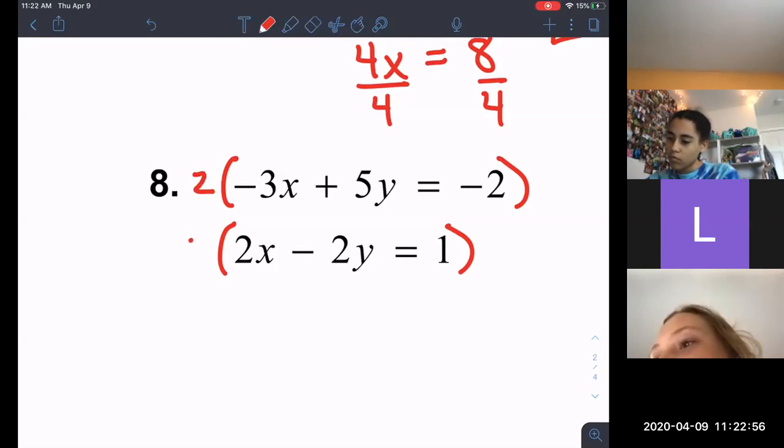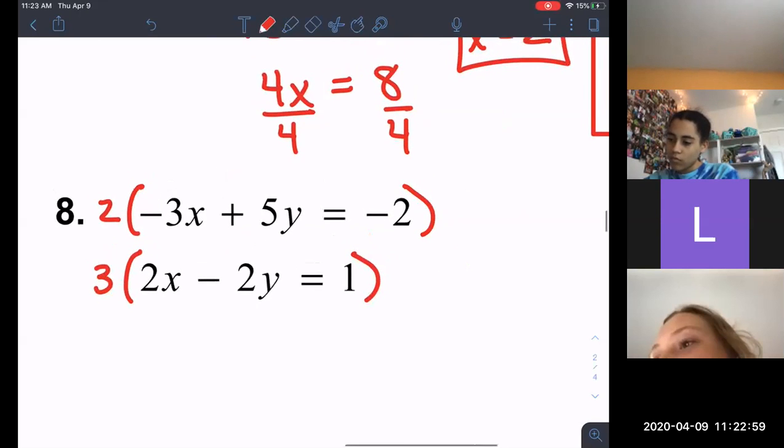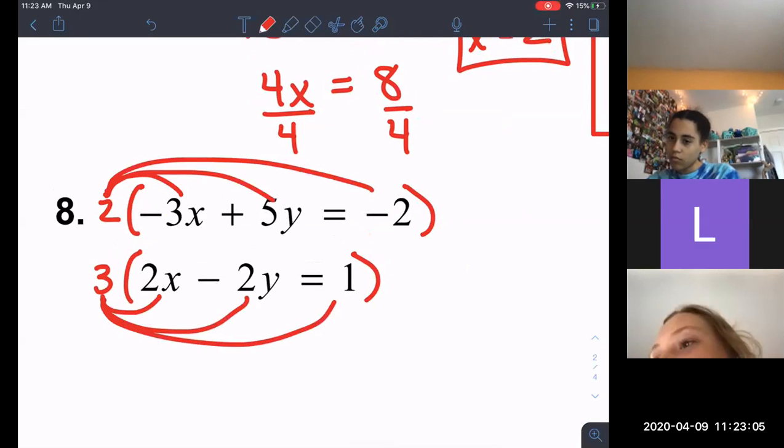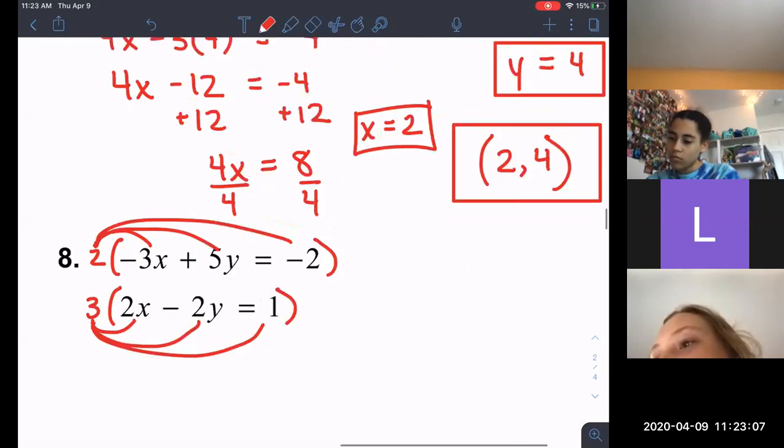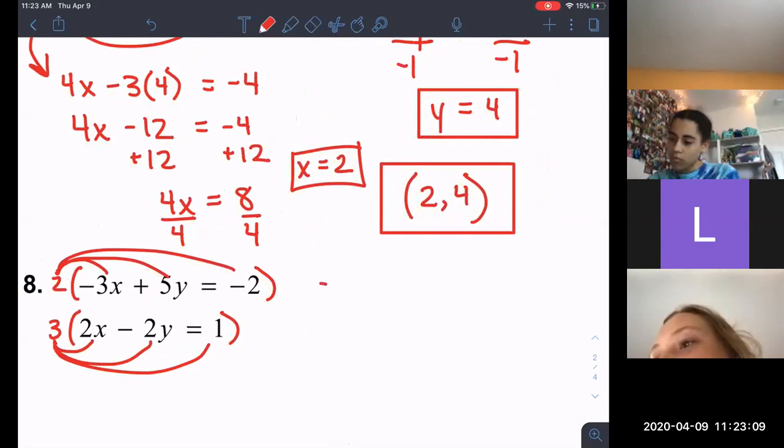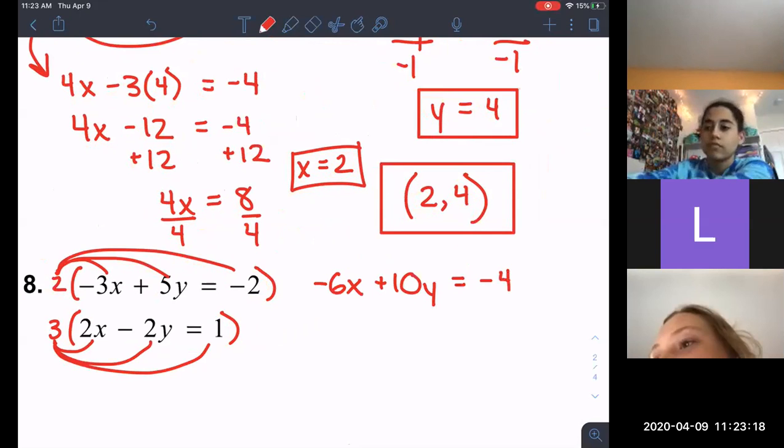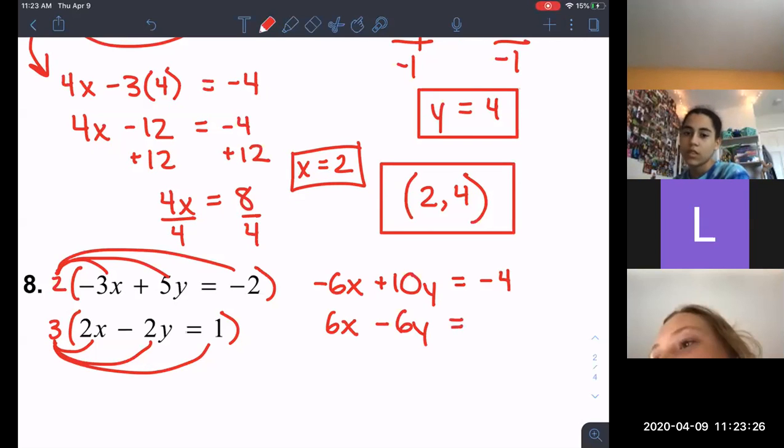All right, so let's use Emma's method. We're going to multiply this one by 2 and this one by 3. So do not forget to distribute to all terms in the equation, not just one side. All right, and then let's rewrite them over here. So we get negative 6x plus 10y equals negative 4. And then we get 6x minus 6y equals 3.